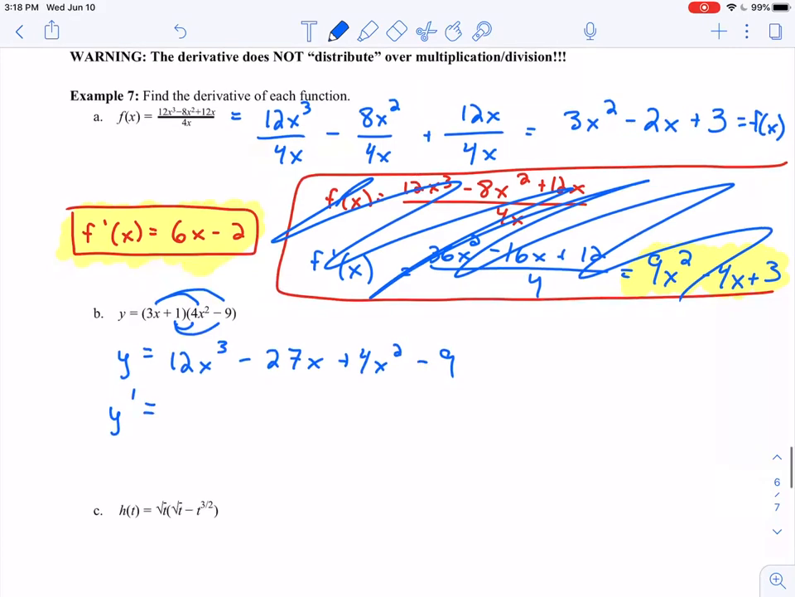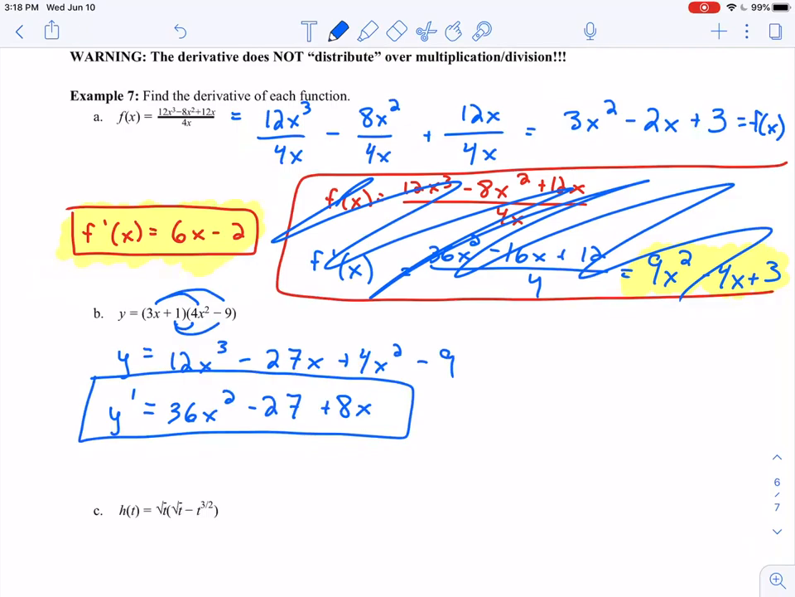I should have 36x squared minus 27 plus 8x. It's not in standard form, but I don't really care. And then, of course, the derivative of negative 9 is just 0. So here is my derivative.